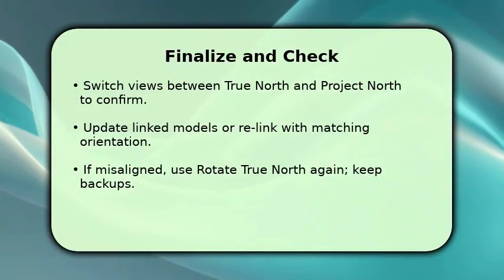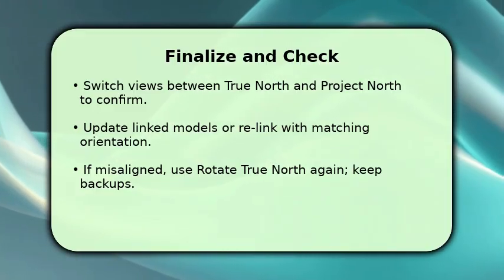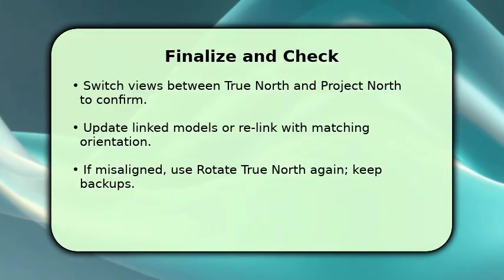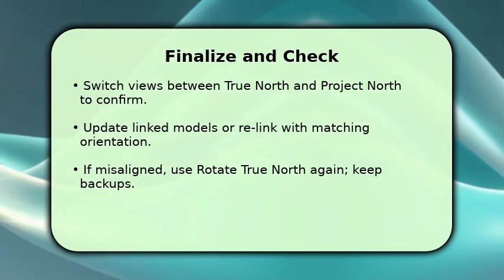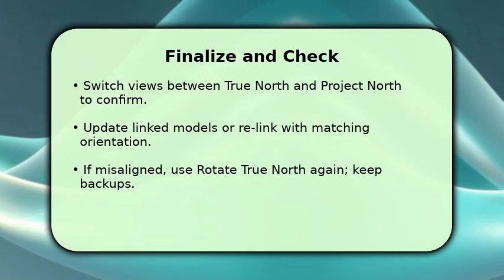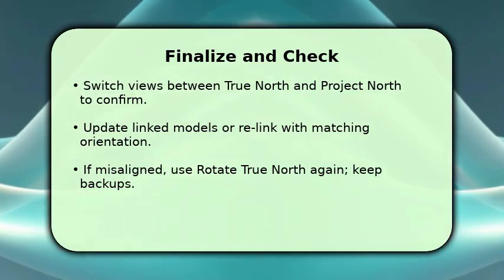If something looks off, use Rotate True North again or restore the duplicate view you made earlier. That's your quick rollback. Troubleshooting tip: if coordinates shift unexpectedly, verify you rotated about the correct project base point and repeat the command with the exact survey angle.